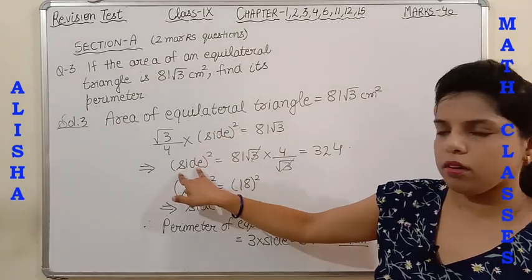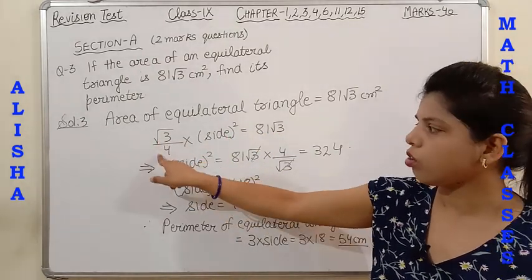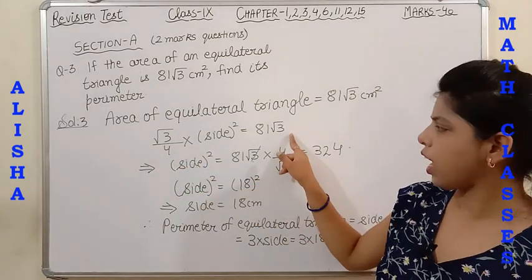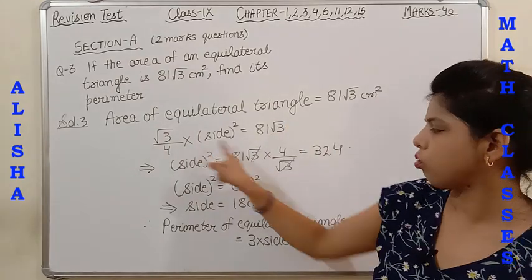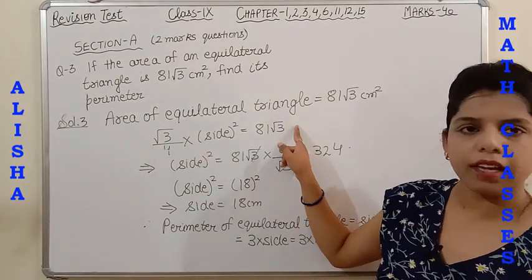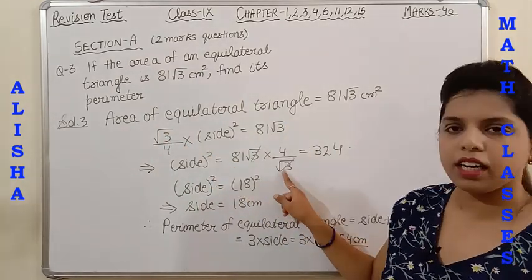Now side square will remain here and root 3 by 4 will be shifted to the right hand side and it will be reciprocal. So it will become 4 upon root 3. 4 will come in the multiplication and root 3 will come in the division.